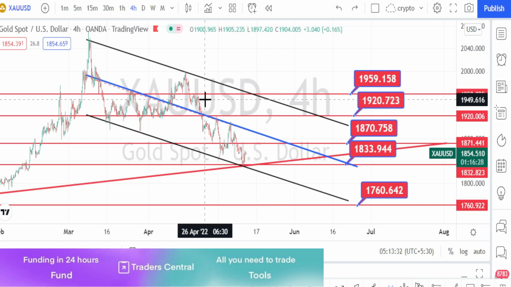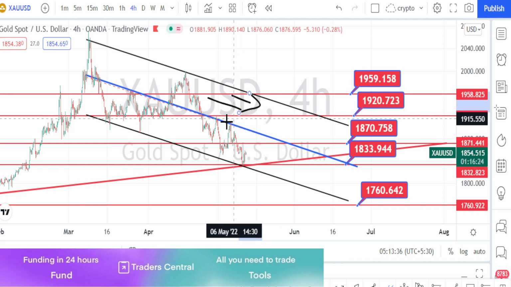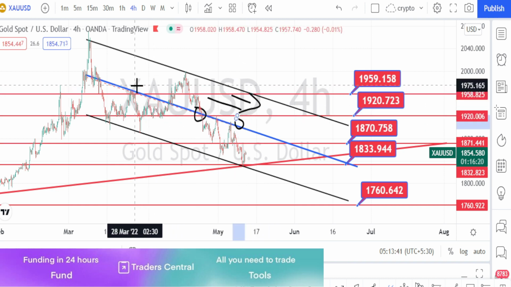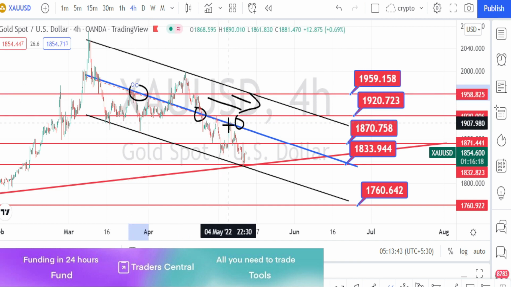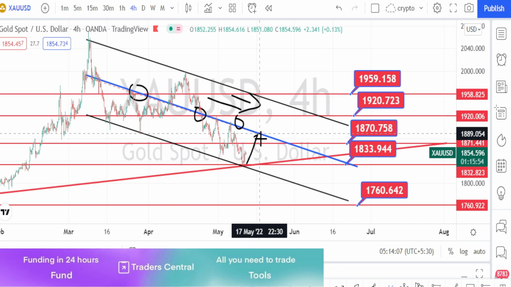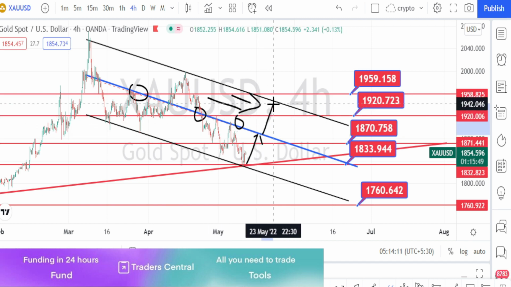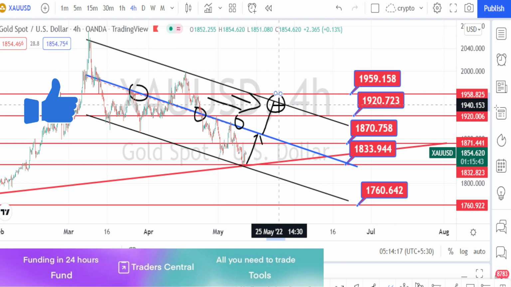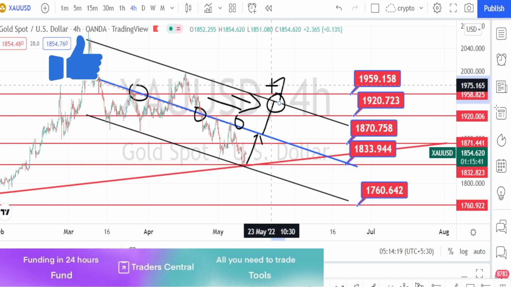But overall, the current price action is trading within a bearish channel pattern, and the midline of this bearish channel pattern is currently acting as a very strong resistance level. So the price action has to break this midline of the bearish channel pattern in order to start its bullish trend, but the confirmation of the bullish trend reversal will come only when it breaks this bearish channel pattern resistance line.